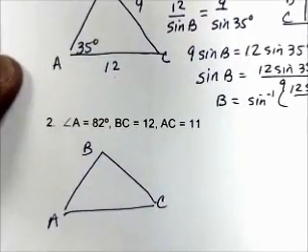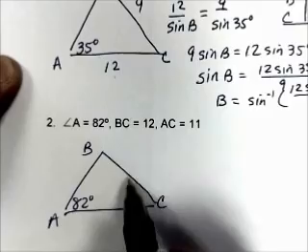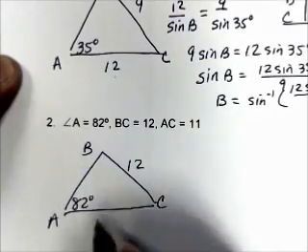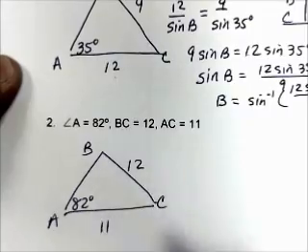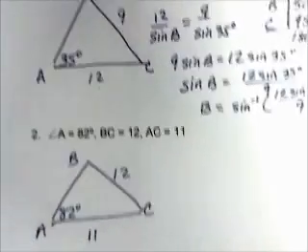Let's draw a triangle. Angle A is 82 degrees. BC, that's the side opposite angle A, is 12. AC, the side opposite angle B, is 11. How many triangles can we construct?